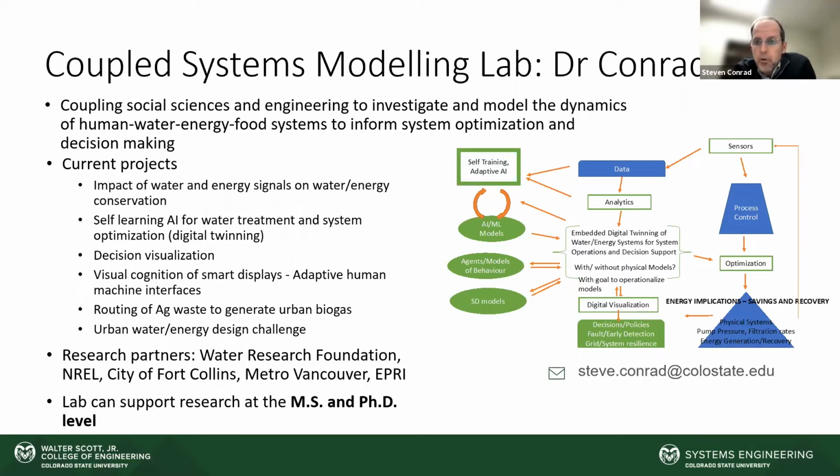Within the lab, we'll be doing a lot of work on decision visualization. So what are the ways that we can present information to decision makers, and how do they visualize that information? We're starting up a new cognition lab focused on the human machine interfaces, looking at the visual cognition of things like smart displays, computer displays. What do we look at? What gets our attention? What helps us to make decisions? What do we avoid? What do we ignore?